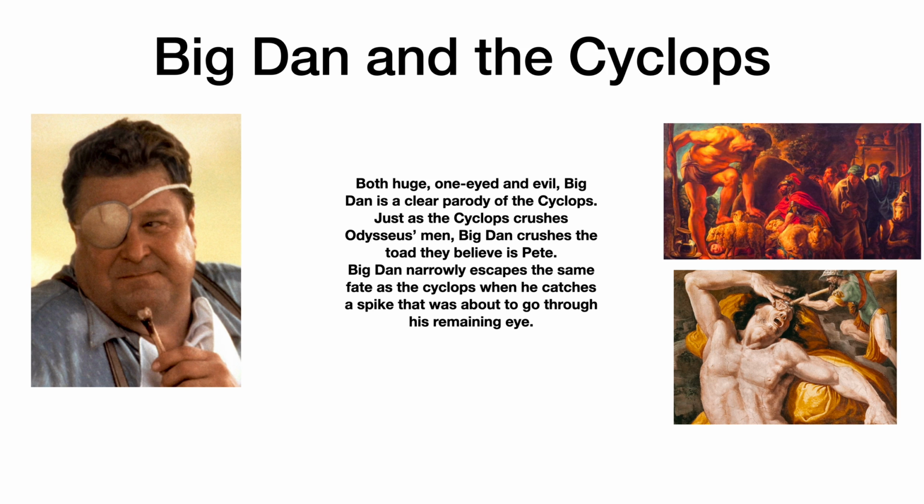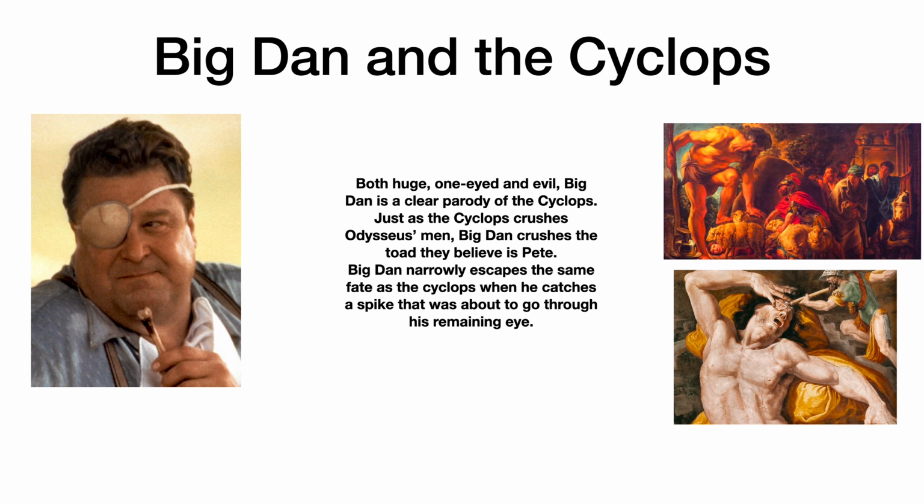One more major parallel with the Odyssey is Big Dan and the Cyclops. Big Dan is an evil man in the film who robs Ulysses and his friends, also a member of the KKK. They're both huge men, one-eyed and evil. Big Dan is a clear parody of the Cyclops. The Cyclops crushes Odysseus's men, and Big Dan in the movie crushes the toad, which the crew believe is Pete.